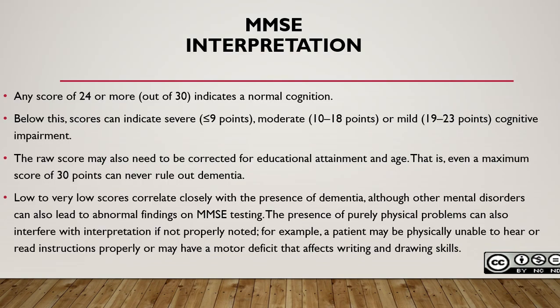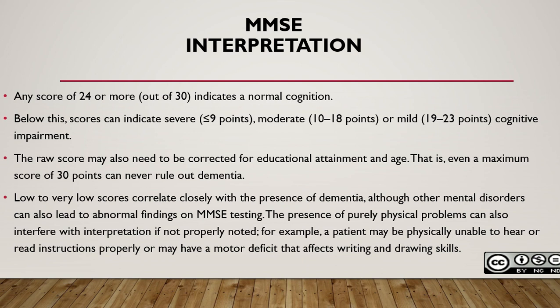When you come to the interpretation, any score of 24 or more out of 30 indicates a normal cognition or cognitive functionality. But if the client is getting a score of 24 or below, the scores can indicate severe cognitive impairment if it is less than 9, moderate if it is between 10 to 18, mild if it is between 19 to 23.